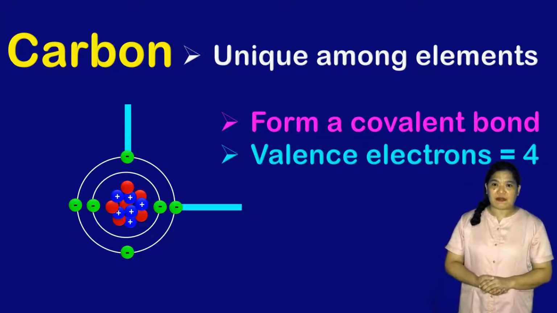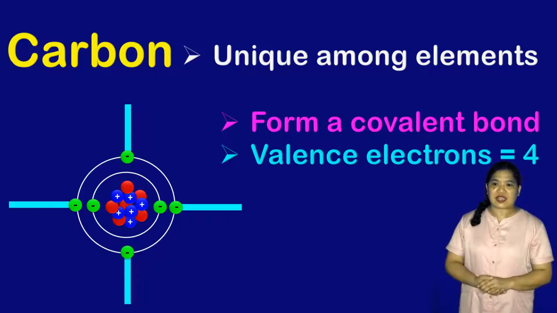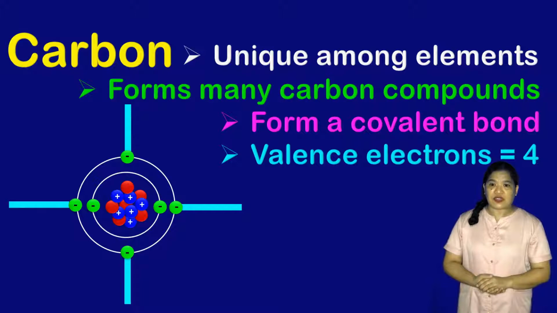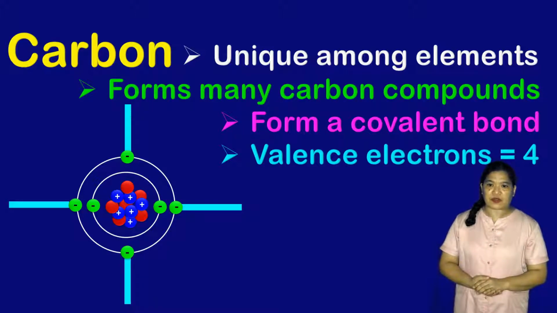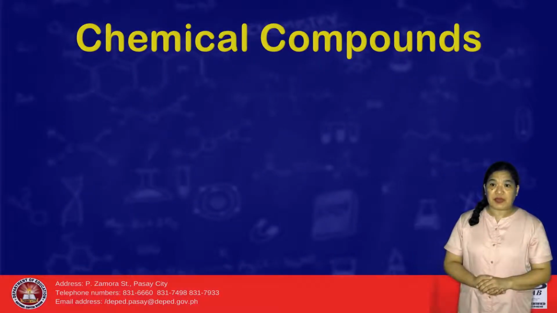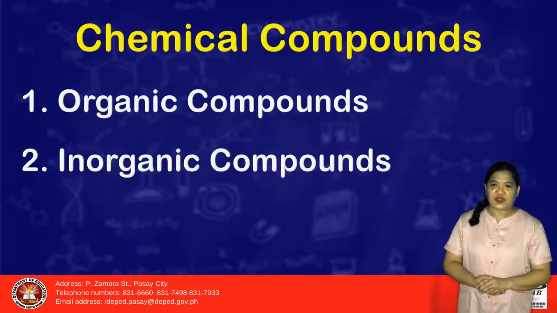Moreover, of all the elements in the second row, carbon has the maximum number of 4 valence electrons. And these valence electrons can form strong covalent bonds with other carbon atoms, and at the same time, strongly holds atoms of other nonmetals. Because of these properties, it forms many carbon compounds. With a growing variety of compounds, especially carbon compounds, they group the chemical compounds into two. Chemical compounds are divided into two groups, organic compounds and inorganic compounds.